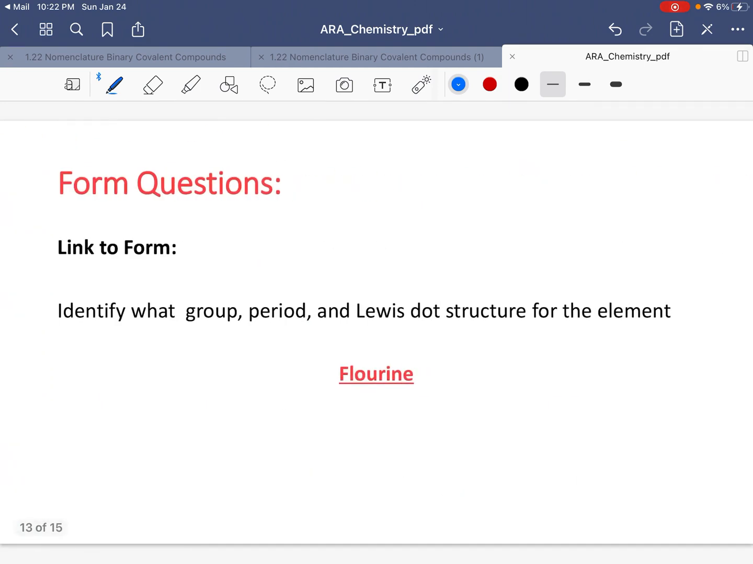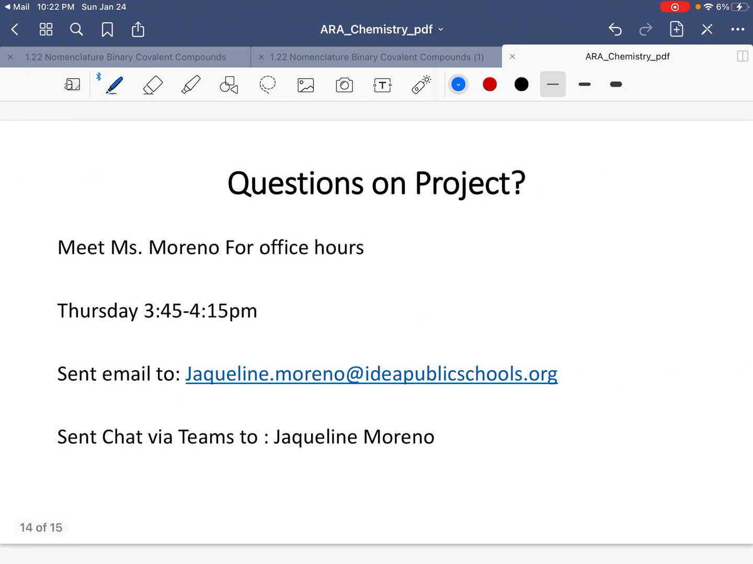So again, class, the question that you will have to turn in is identify what group, what period, and the Lewis dot structure for the following element, and you'll be looking at the element fluorine. So good luck, guys. Again, if you have any questions, your project is due January 20th. You'll quickly present it for myself.